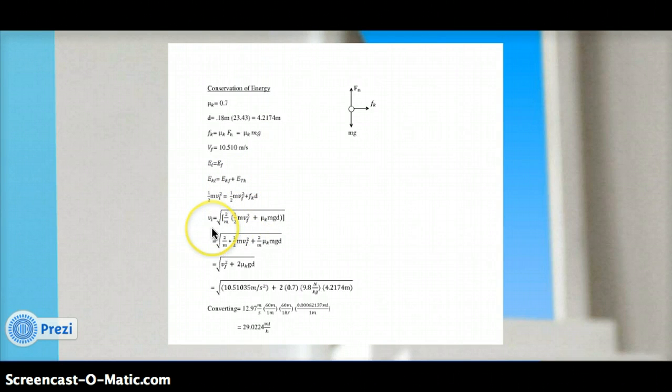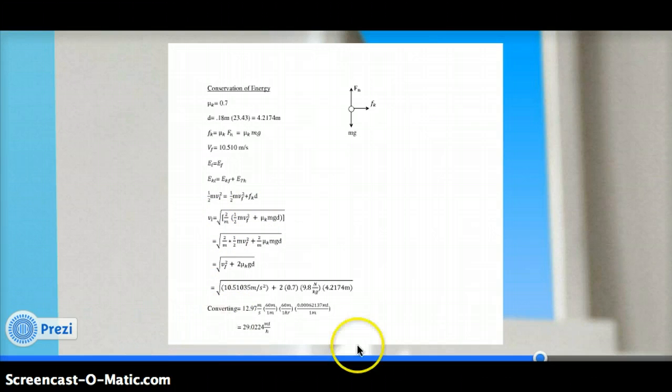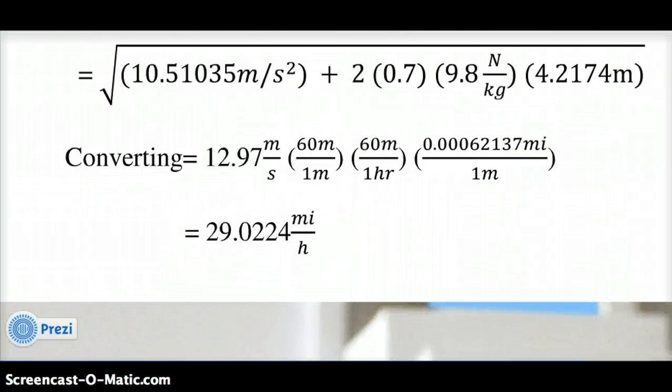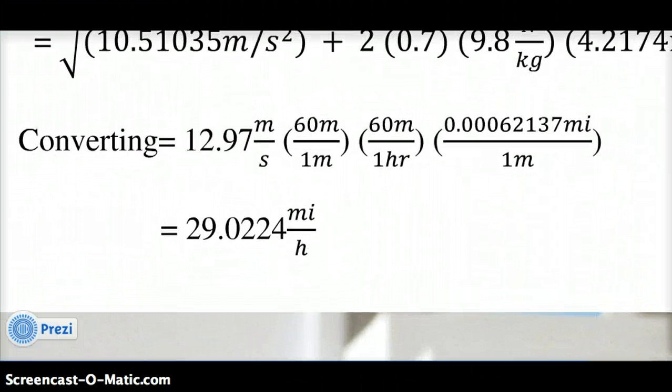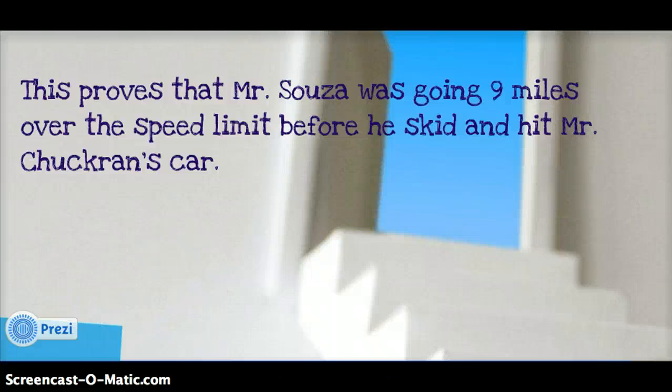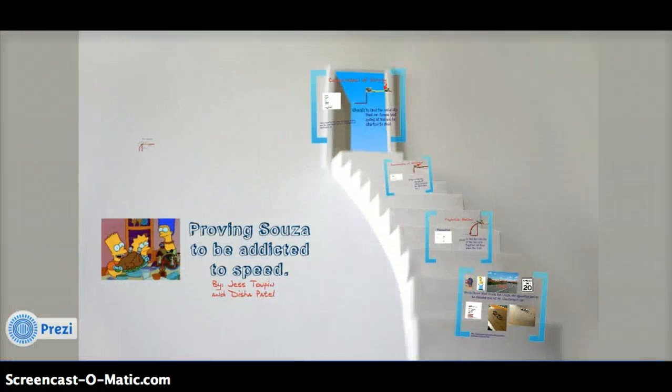We solved that for the initial velocity, and we used that answer, 12.97 meters per second, and we converted it to miles per hour to get 29 miles per hour. This proves that Mr. Souza was going 9 miles over the speed limit before he skid and hit Mr. Chuckran's car. This proves that Souza must be addicted to speed.